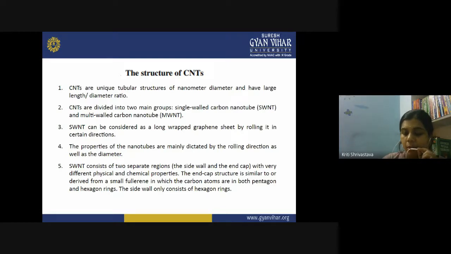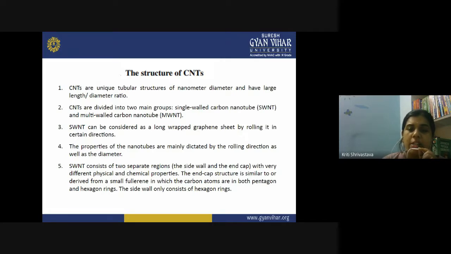Single-walled carbon nanotubes have a single wall, like a single pipe. What are they? They are a long wrapped graphene sheet, made by rolling it in a certain direction. We have seen the graphene sheet in the previous lecture. Graphene is a two-dimensional nanomaterial, just like a paper.